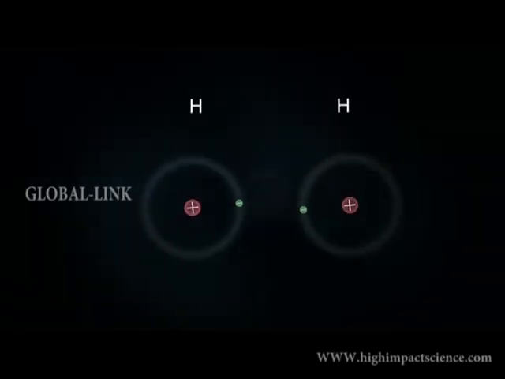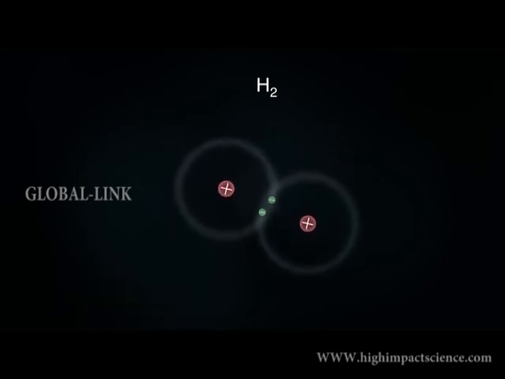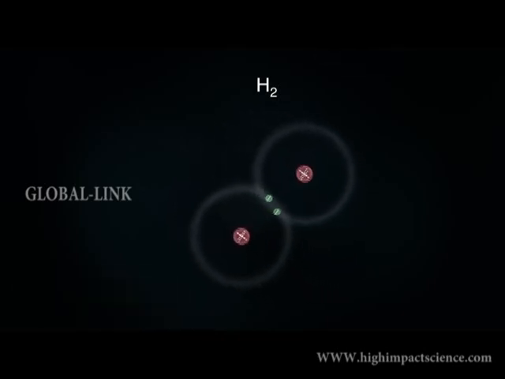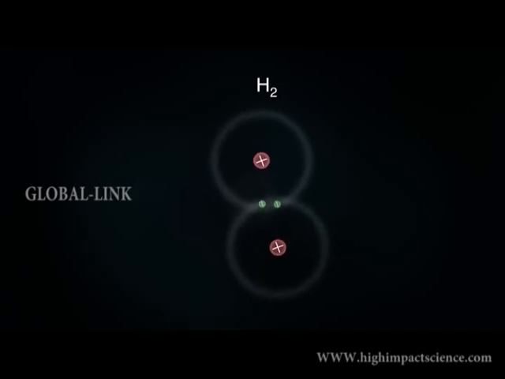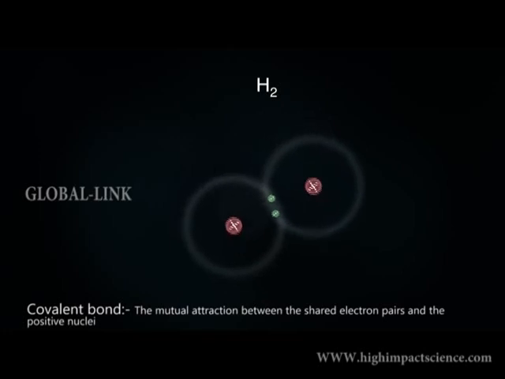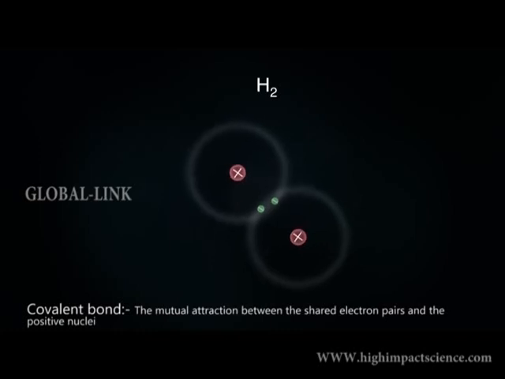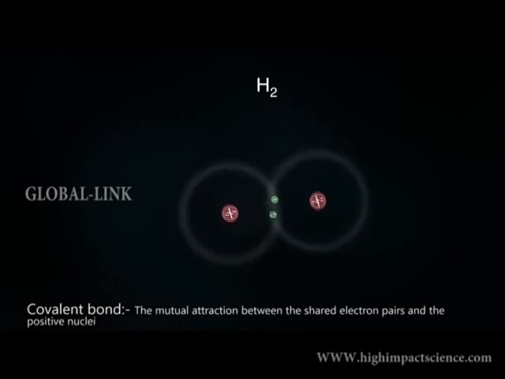Consider two hydrogen atoms. Each has one electron and needs another one to complete the one energy level. But neither is willing to give up its only electron. In this case, the two hydrogen atoms share their electrons so that each has two electrons some of the time. When this happens, the shared electrons are mutually attracted to the positive nuclei all the time. This attraction between the shared electrons and the nuclei is what constitutes a covalent bond. It results in the formation of a molecule of hydrogen.